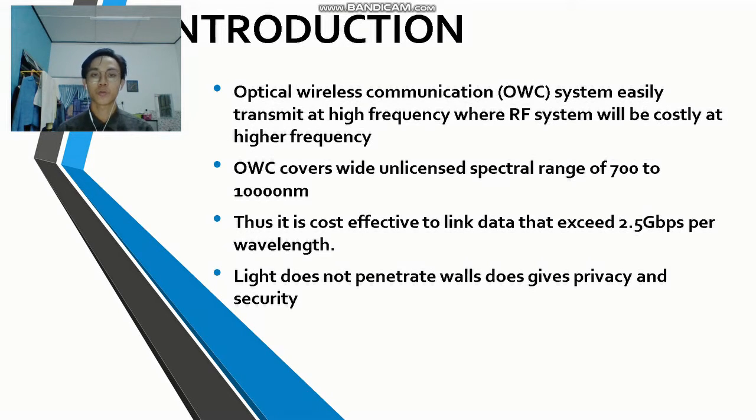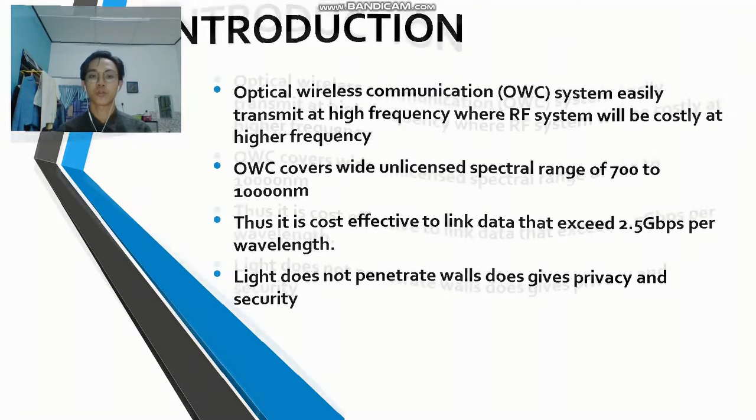Next, OWC covers a wide unlicensed spectral range of 700 to 10,000 nanometers of wavelength. Thus, it is cost effective to link data that exceeds 2.5 gigabits per second per wavelength. Light does not penetrate walls, so this gives privacy and security to the user.